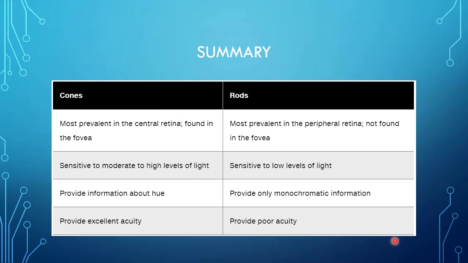Whereas the rods are found more often in the peripheral retina, where not as much information gets in the first place. And they're also very sensitive to low levels of light because they have this kind of converging property, but they only provide monochromatic information, so black and white or grayscale, whichever way you want to think about it. And also because their information is kind of divided in terms of what gets into a bipolar cell, they provide poor visual acuity.